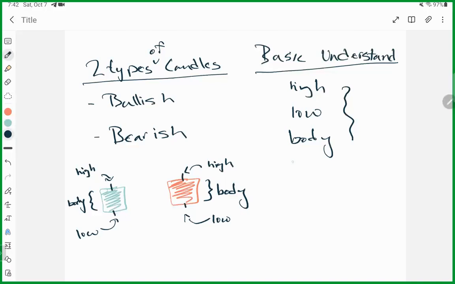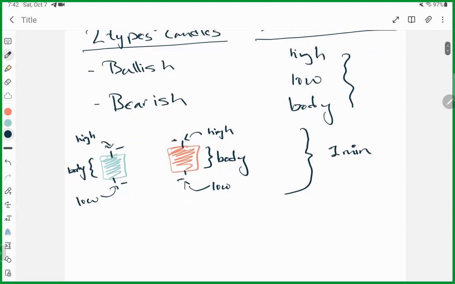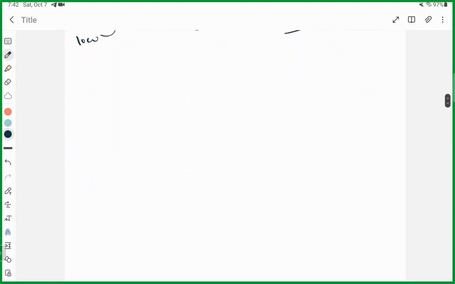So let's just say that for the sake of this example, these candles appear on a 1 minute chart. On a 1 minute time frame, the highest point that price reached in the past 1 minute was here, and the lowest point that price reached was right here. And similarly, on this bullish candle, the highest point that price reached was here, and the lowest point that price reached would have been right there. So let's go lower, and let's build on that understanding.